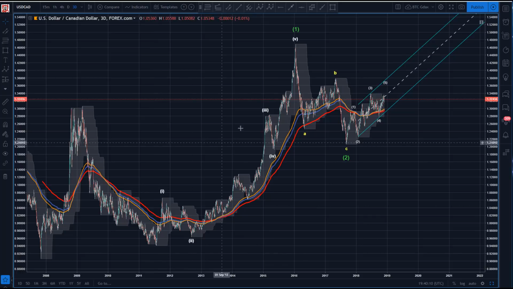So it's pretty hard to miss the impulse here. 1, 3, 5, it's just A, B, C into the 2, get the big impulse, all the subdivisions there, A, B, C for the 4, 1, 2, 3, 4, 5, up we go. So what do we have? We have a completed impulsive structure. One hell of a big one.